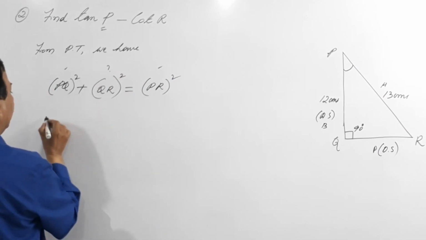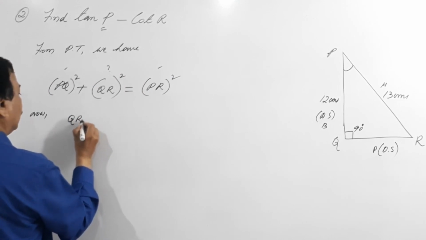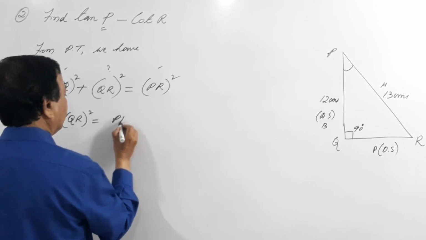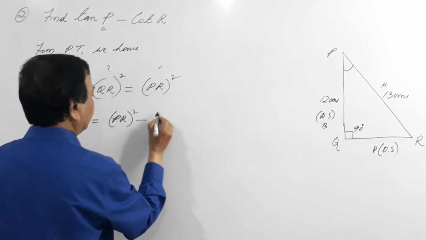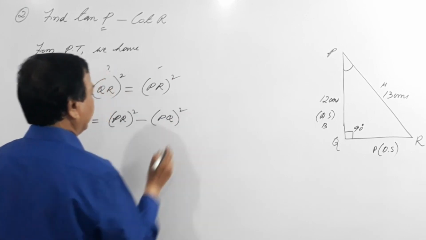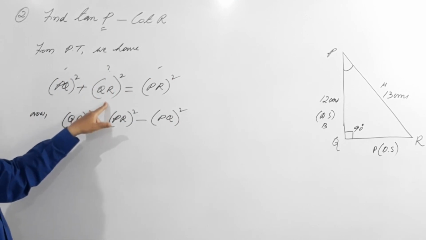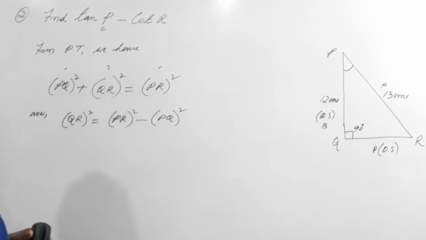So now what do you want? QR square equals PR square, we will send this to the other side, that is PQ square, because we have an unknown value. One unknown we don't know, we'll keep it, and send this over there. Okay, so we know how to solve these equations.